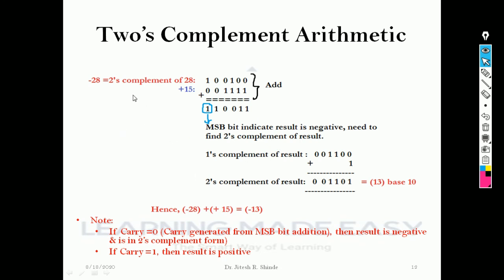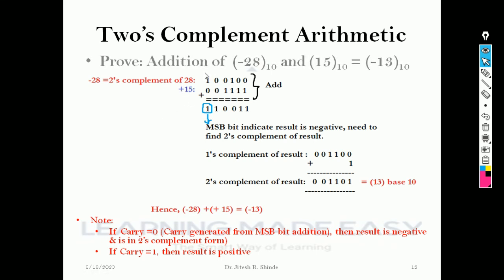Minus 28 plus 15. Here I am trying to add minus 28 and plus 15. The result, we know, is minus 13.